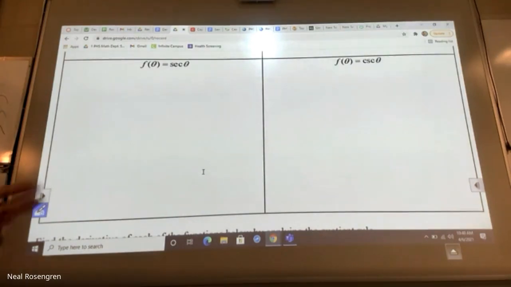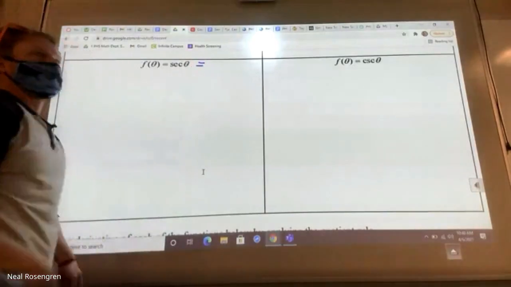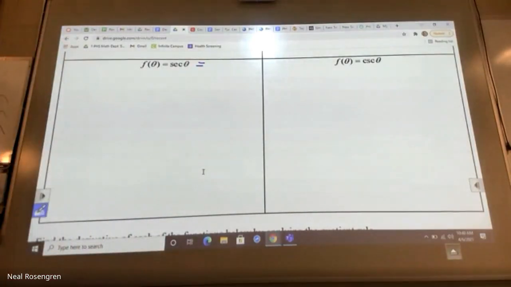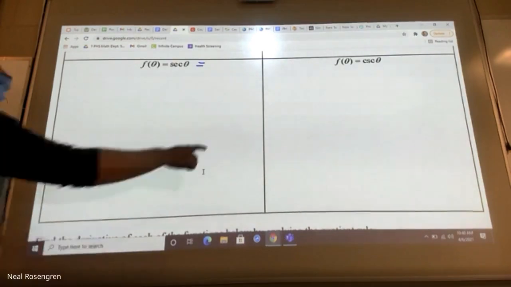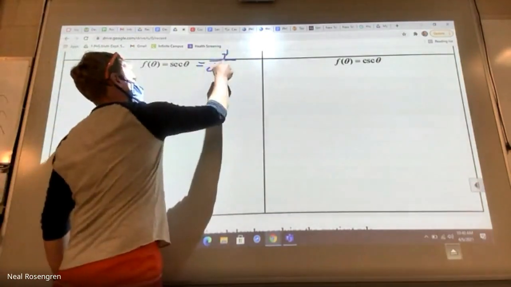Let's rewrite this in terms of something that we know the derivative of. Now we know sine, cosine, and tangent. Maybe a combination of both or just one of them. What is secant? 1 over cosine. There's my function. That's a 1. 1 over cosine.